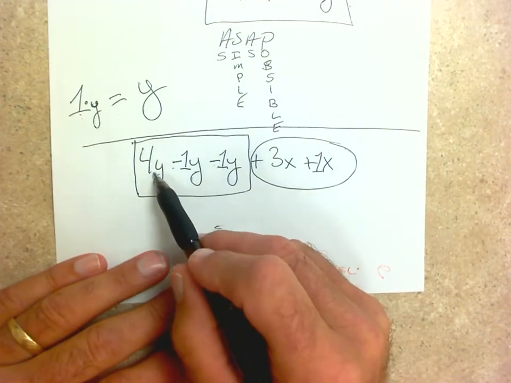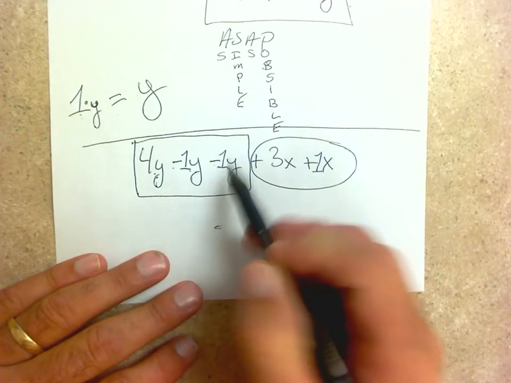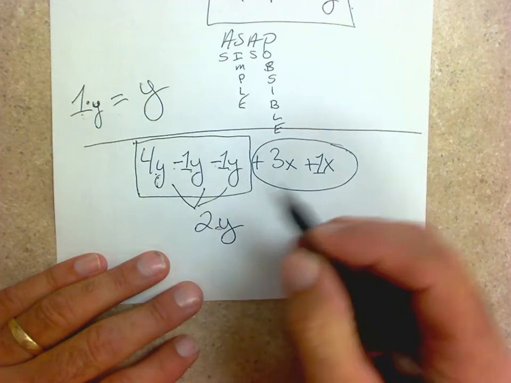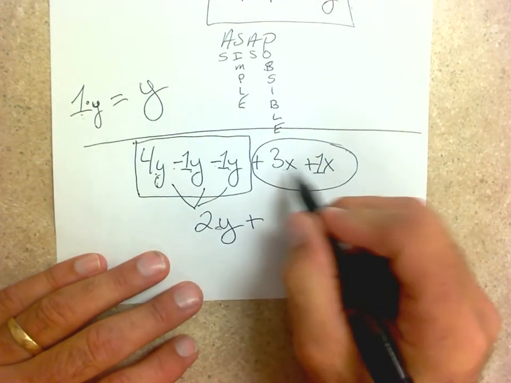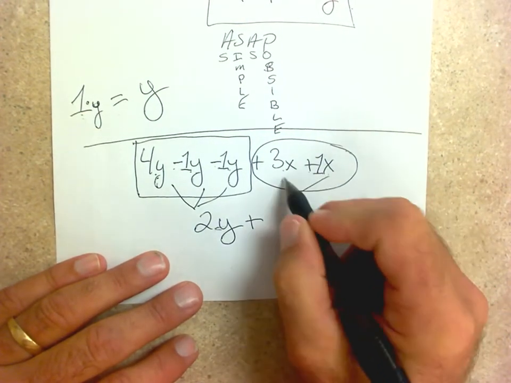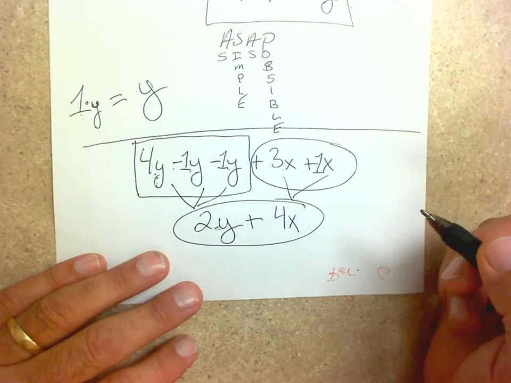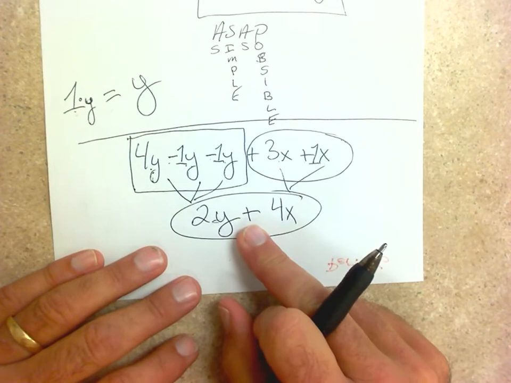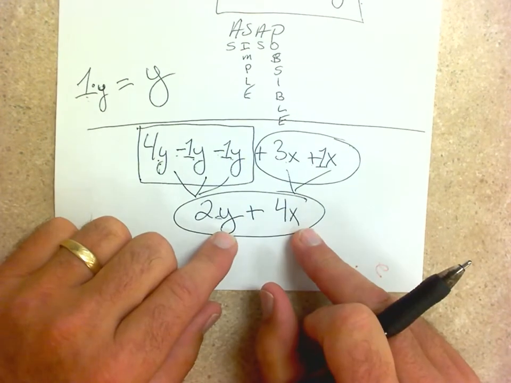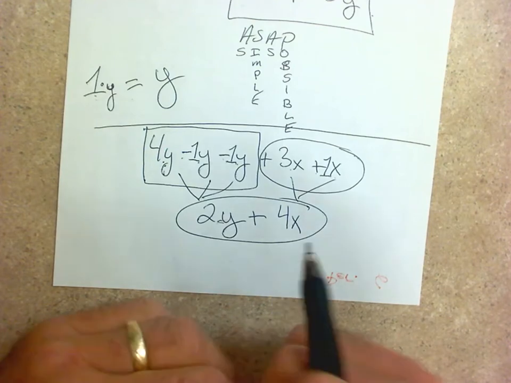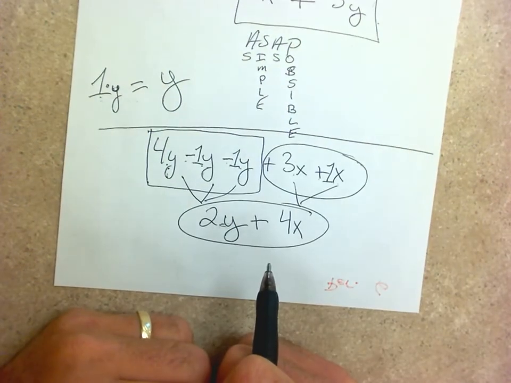So this counts as 4y, take away a single, take away another single. So grouping, we would end up with 2y's. 3x plus another single would get us to 4x. And again, we would not be able to go any farther. Different variables, we want to keep those separate. So our like terms, this is all we can do at this point. So we would stop here.